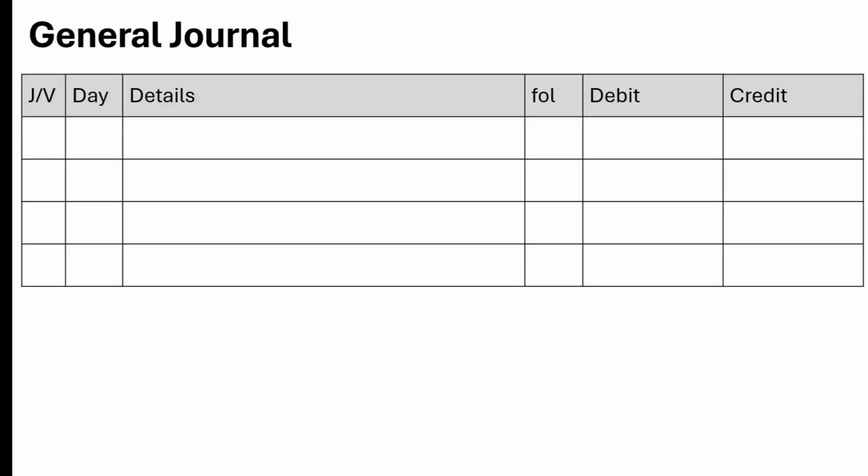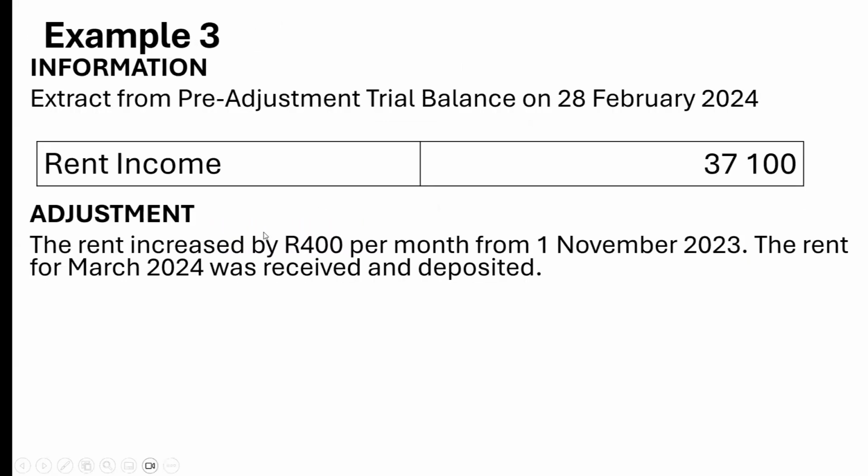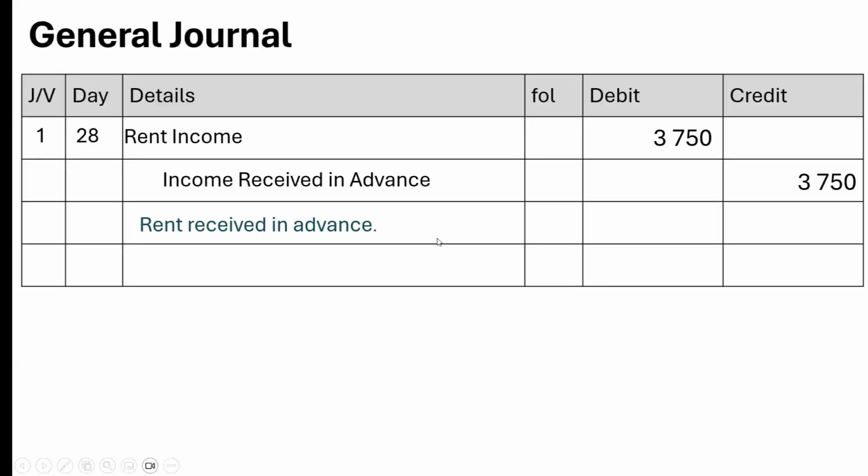In my general journal, journal voucher number, the end of the month, debit rent income with 3,750, credit income received in advance, 3,750, and your narration, your story that tells us what happened: rent received in advance.